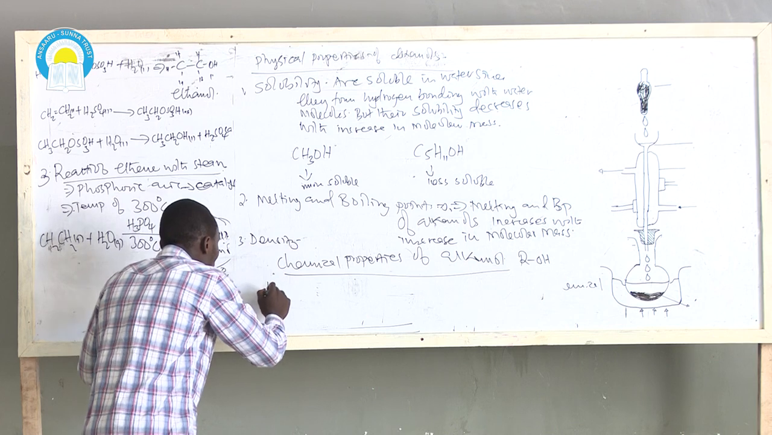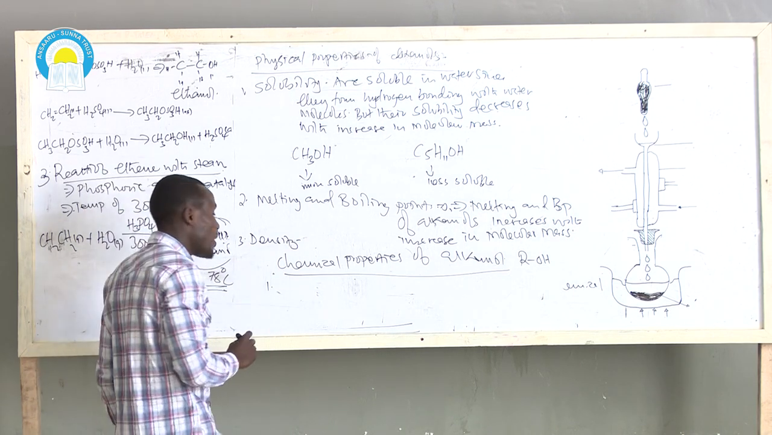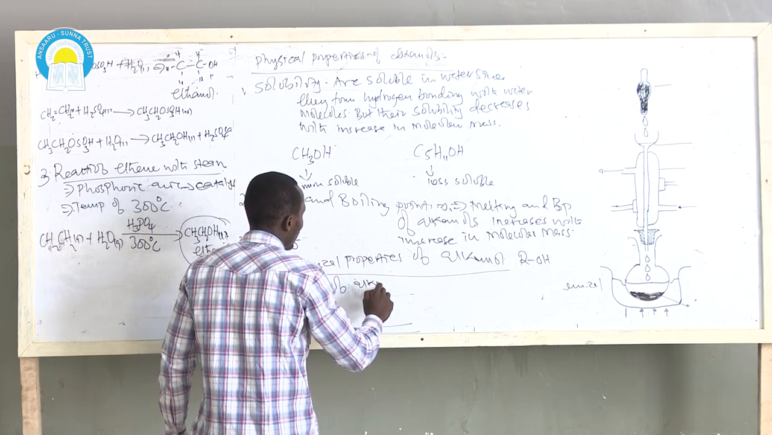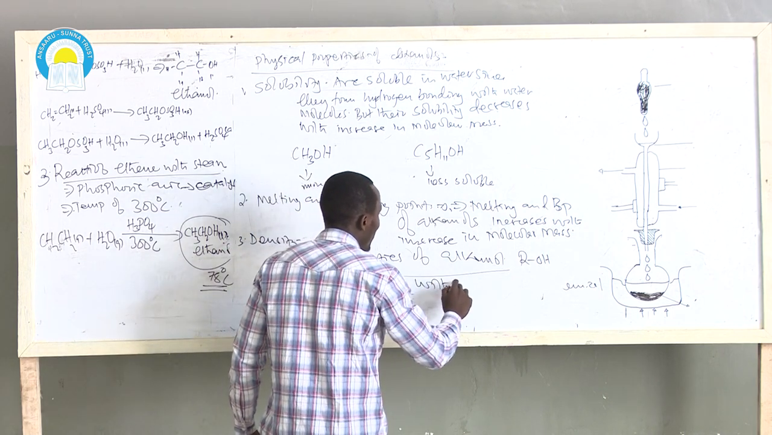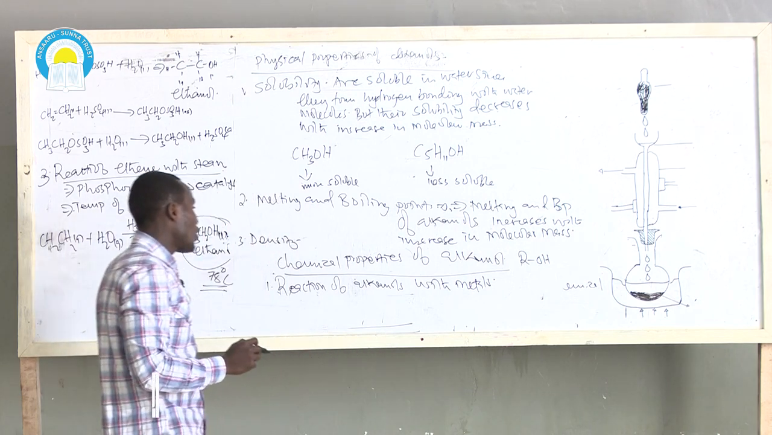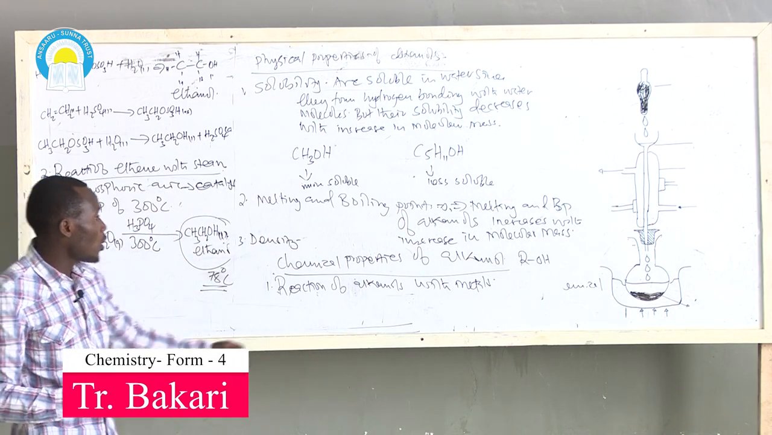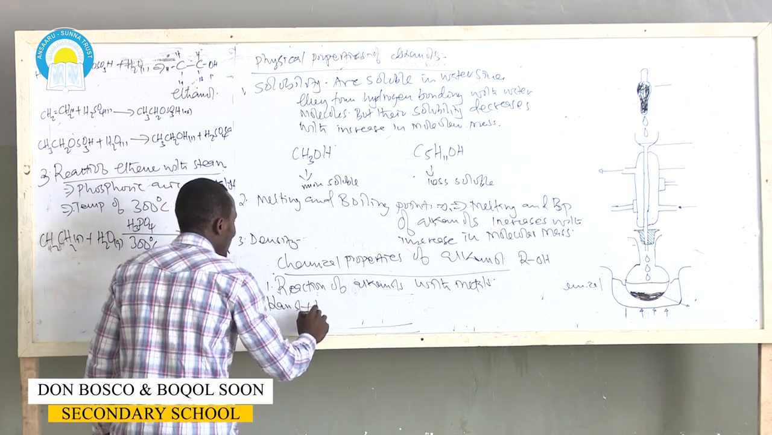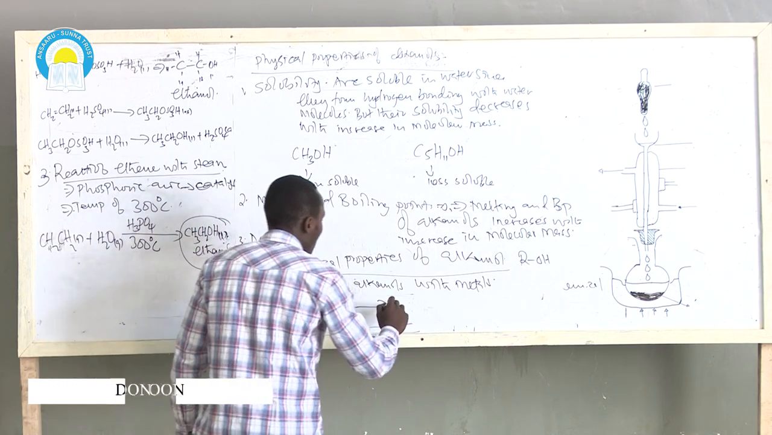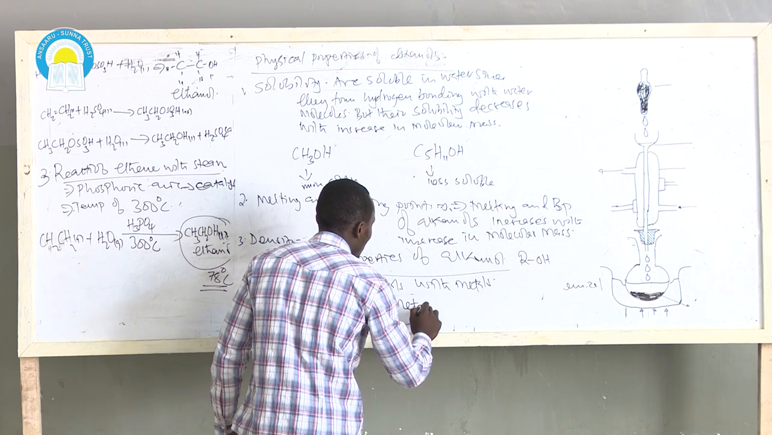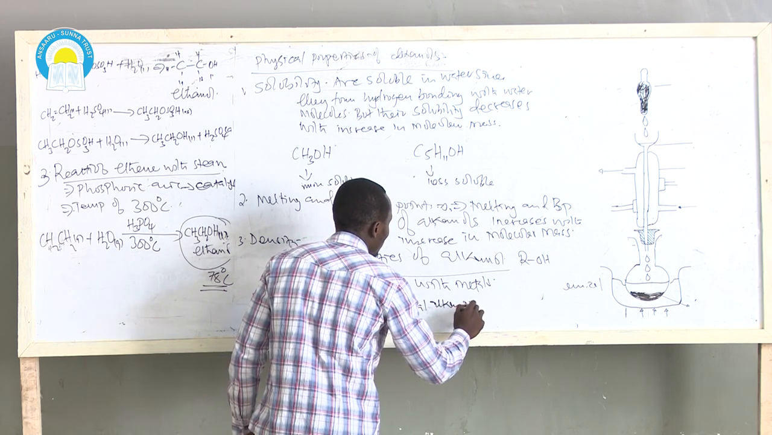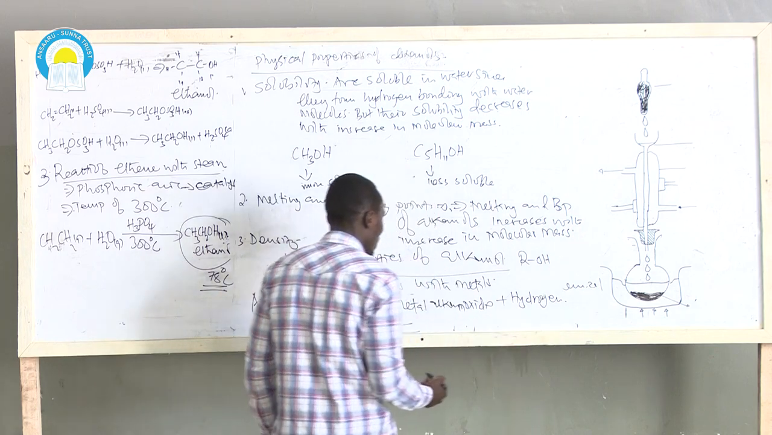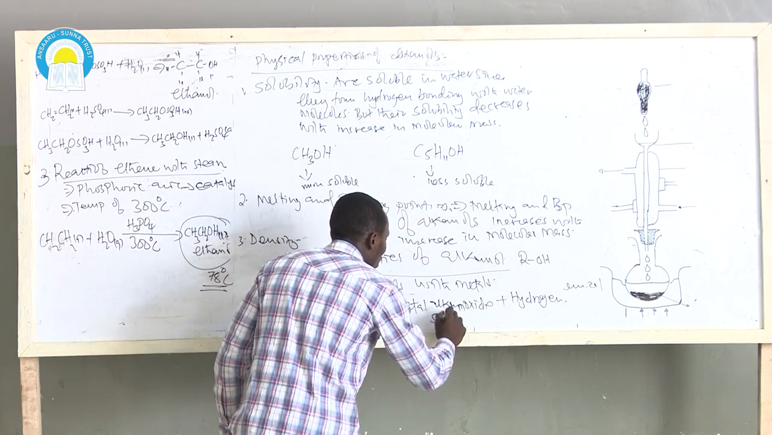The first one, we check on reaction of alkanols with metals. When alkanols react with metals, we form salts plus hydrogen gas. So we have an alkanol plus a metal, giving us a metal alkanoxide plus hydrogen. The metal alkanoxide here is the salt. This is the salt formed.